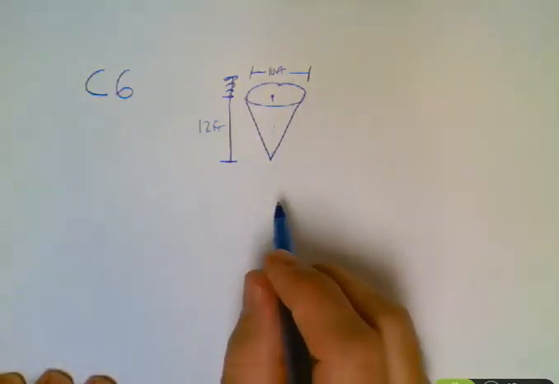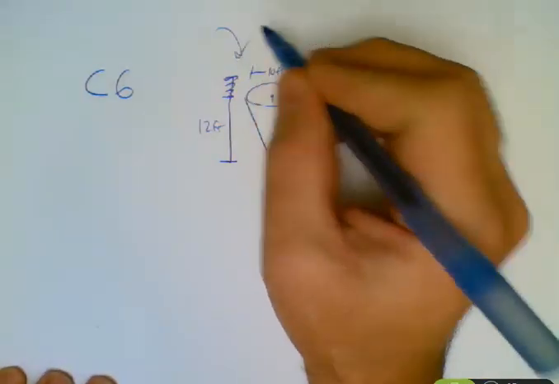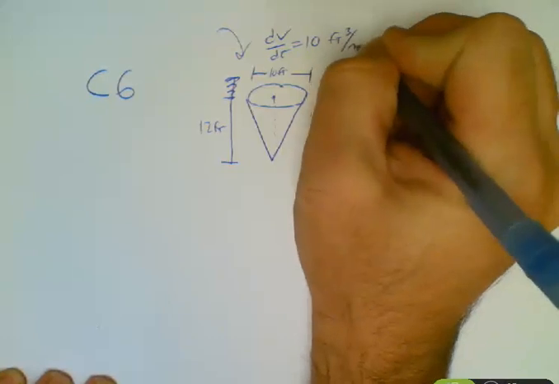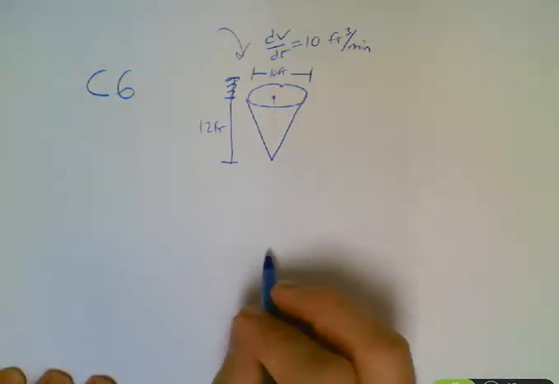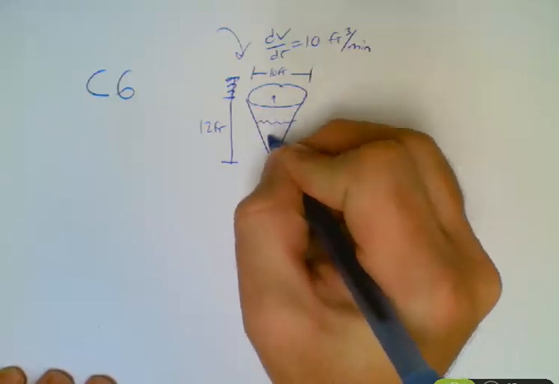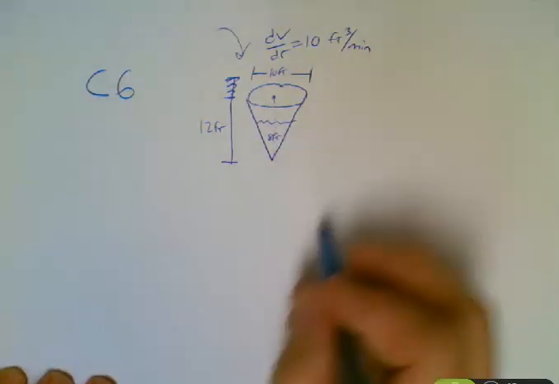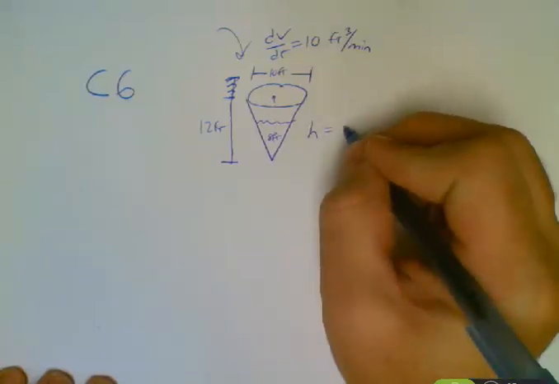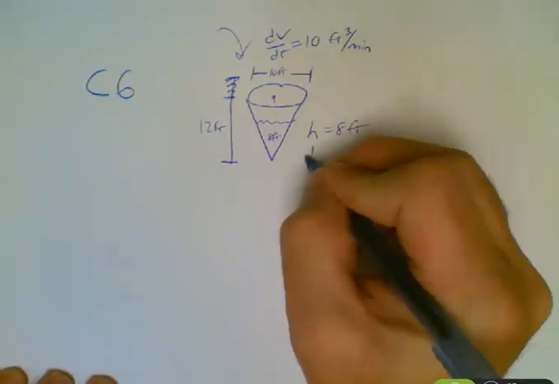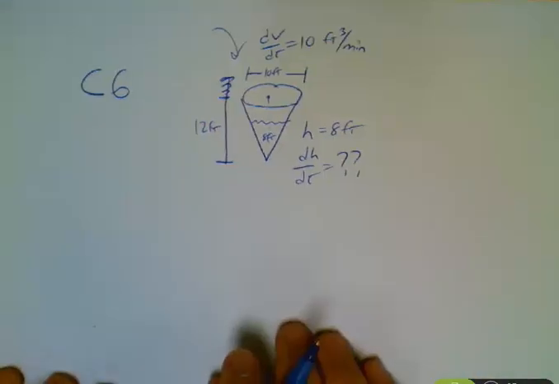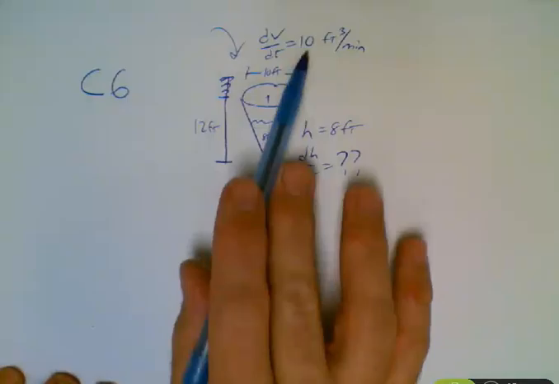And let's see, what else do they tell us? Water is flowing into the tank at a rate of 10 cubic feet per minute. So the water's going in. So that's my dV/dt equals 10 cubic feet per minute. And we're trying to find the rate of change of the depth of the water when the water is 8 feet deep. So that's 8 feet right there, and we'll call that h. h is 8 feet, and we're looking for dh/dt. Okay, so the equation, of course, we're going to use volume.